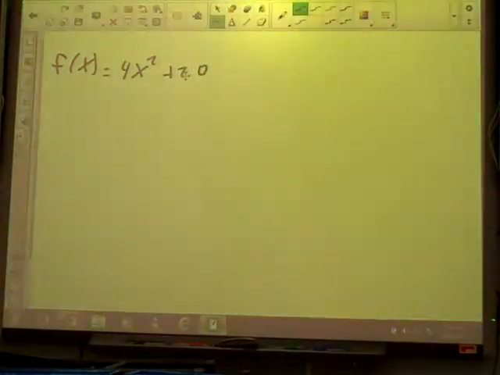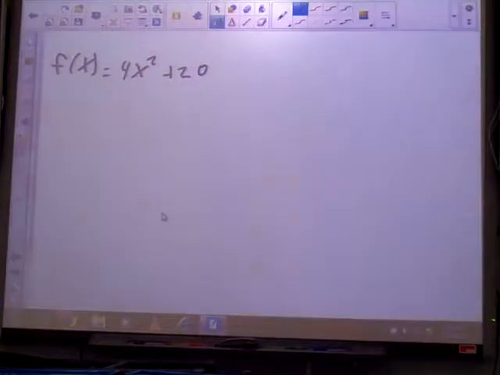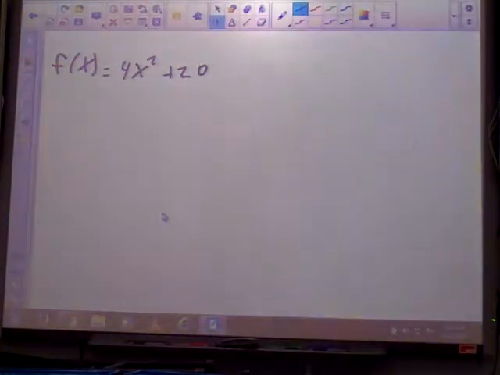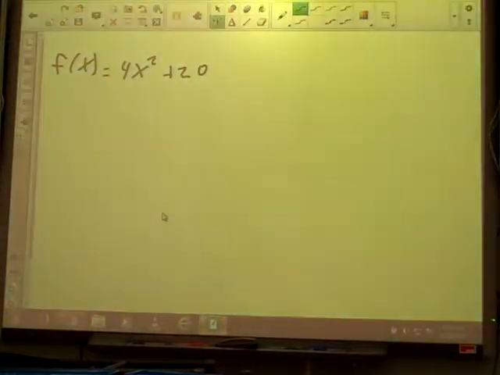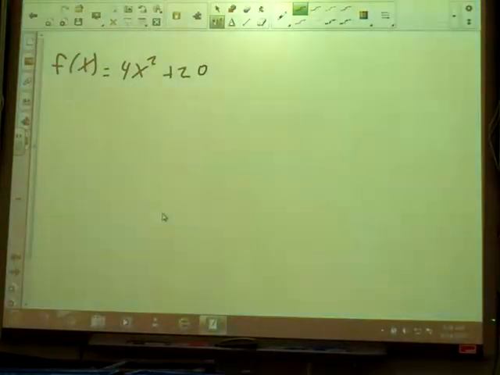Okay, look at the way this is written. That says f of x is equal to 4x squared plus 20. The directions on this say find the zeros. So what are you going to do on this? It says f of x equals 4x squared plus 20. You're told to find the zeros. But how?